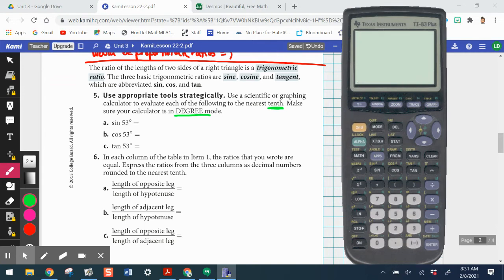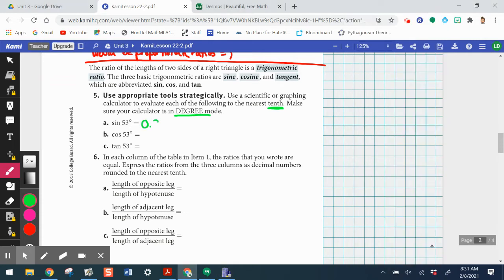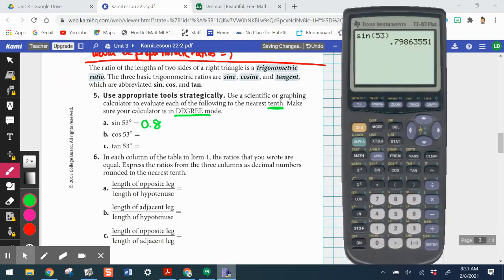And then to access sine of 53 degrees, we're just going to hit the sine key and then type in 53. It's always a good idea to close those parentheses, and they ask us to evaluate it. And notice it's a decimal, 0.79, and they ask us to round to the nearest tenth. So we'll say that the sine of 53 degrees is 0.8. Now let's repeat that process for the cosine of 53 degrees. We're going to do the same thing, hit the cosine button, type in 53, close parentheses, and we find that the cosine of 53 degrees is 0.6.